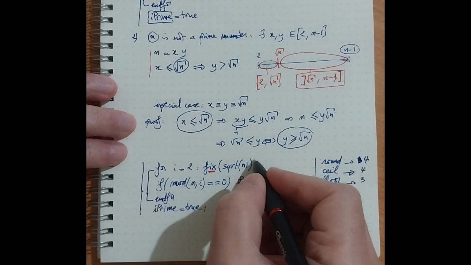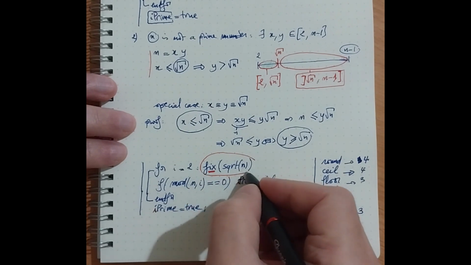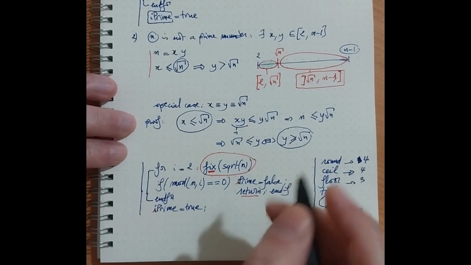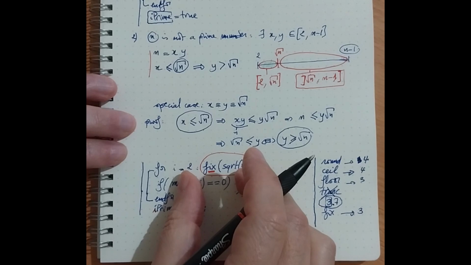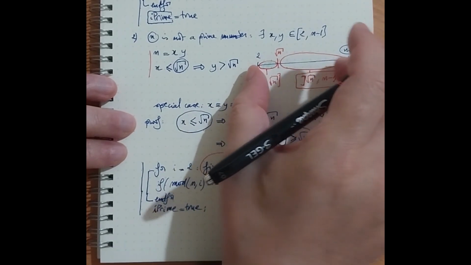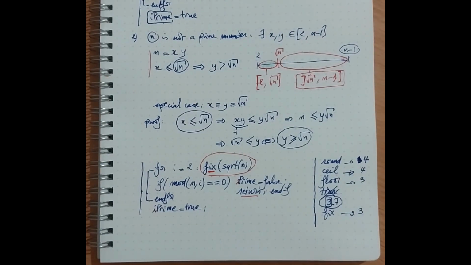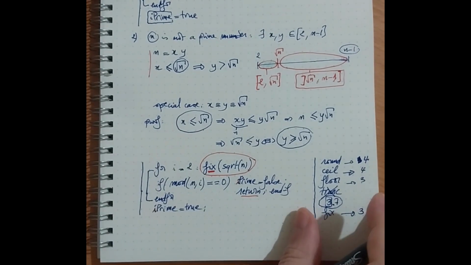We have changed the boundary of our set. We have reduced substantially our set from 2 till n minus 1 to the square root of n, which is an important gain of performance. But we can do further. So let's move to the third version.